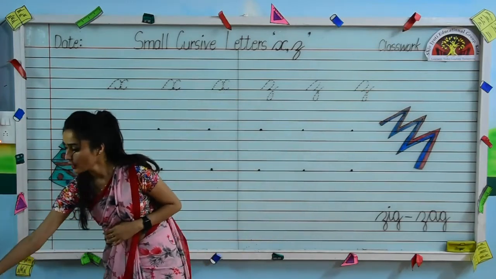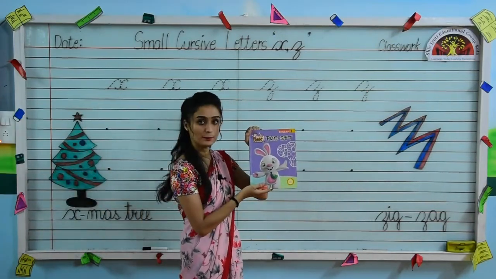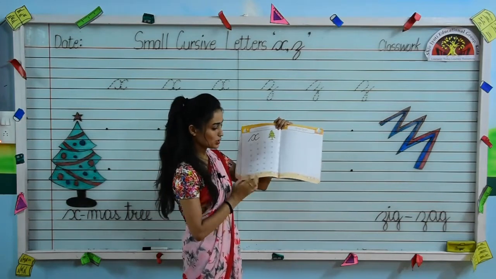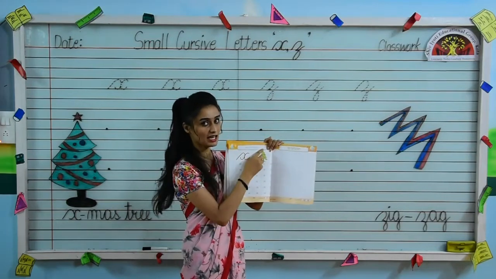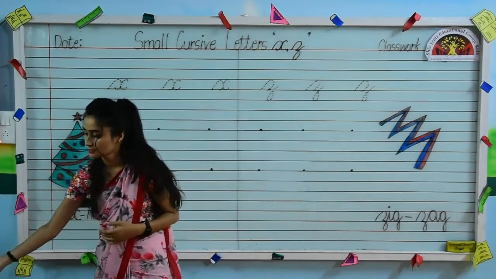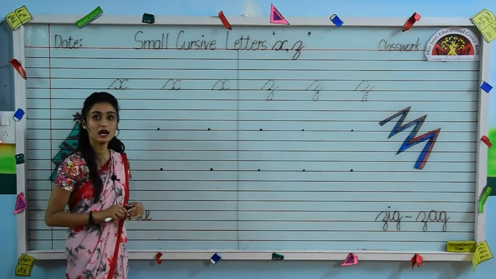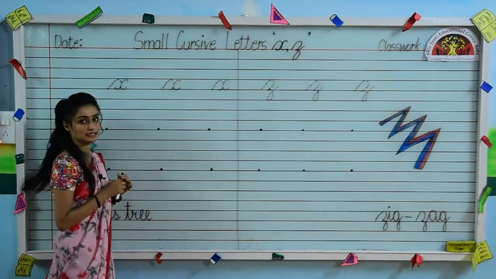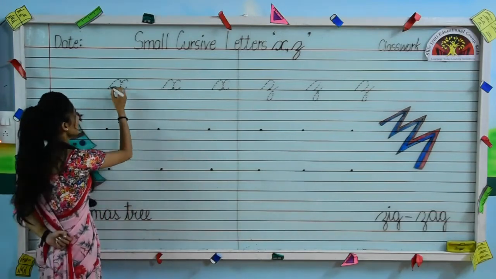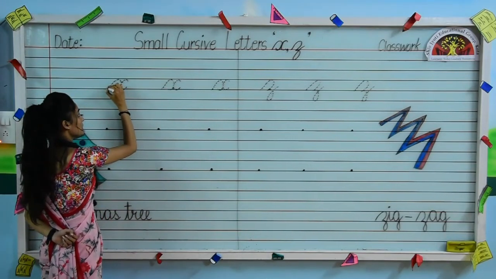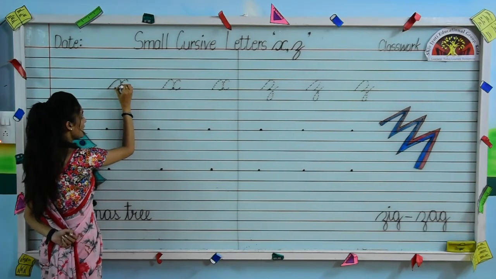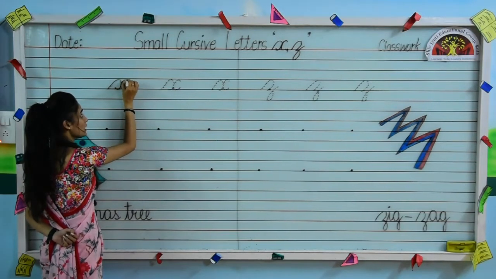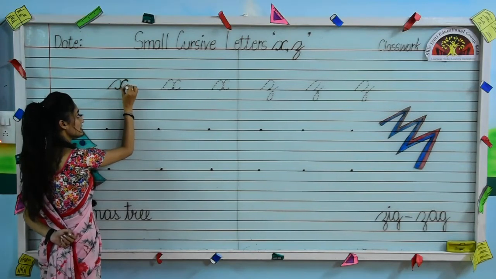Now we will see how to write X and Z in preset book. Open your page number 54 and do not forget to mention the date and the classwork on the top. So kids, firstly we will see how to trace small cursive letter X. So put your pencil on the third line, make a slanting line between the second and the third line, then make a curve, go back, again make a curve in the opposite direction like this.